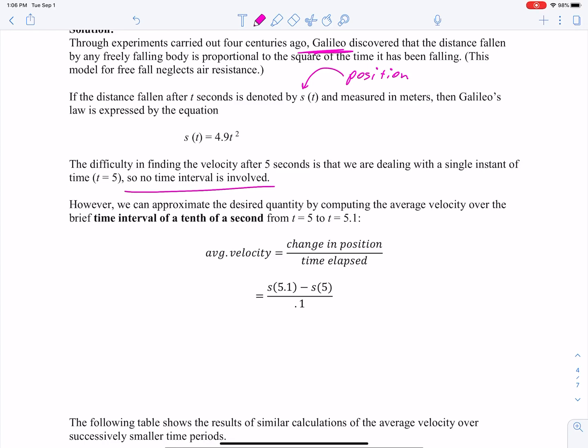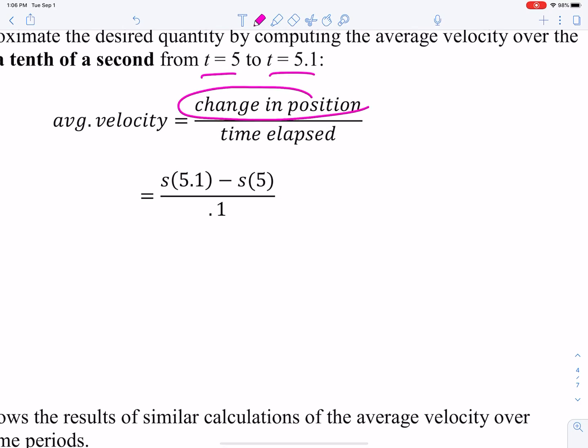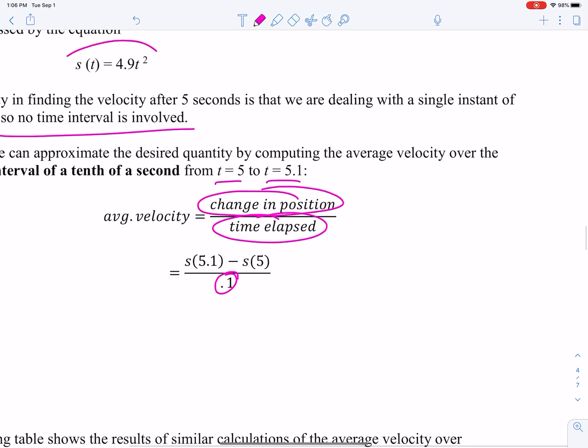However, we can approximate the desired quantity by computing the average velocity over the brief interval of 1/10 of a second. So again, we're bringing those times infinitely close together, starting with 5.1 seconds. So if we do that, we'll plug in here. Average velocity is change in position over time elapsed. From 5 to 5.1 seconds, 0.1 seconds has elapsed. Change in position, we're just going to plug into the position function and calculate here.